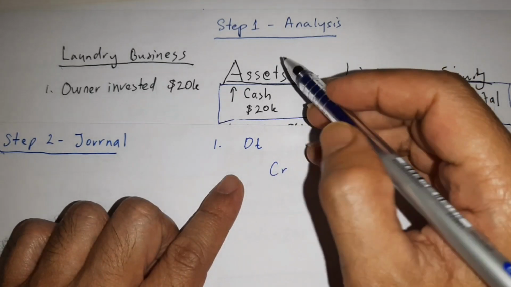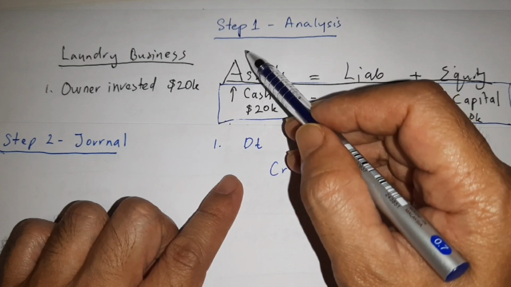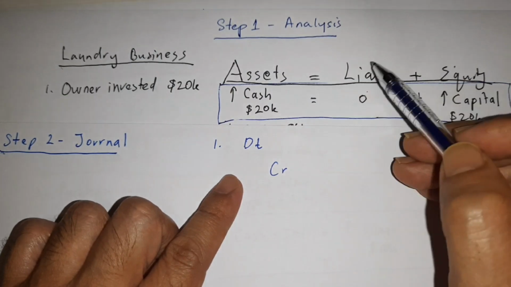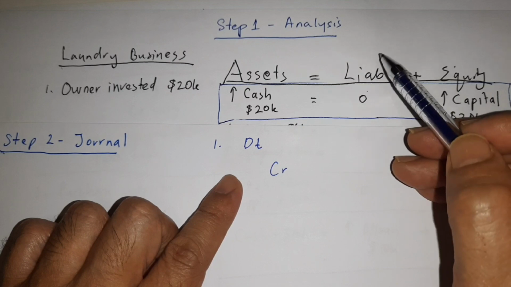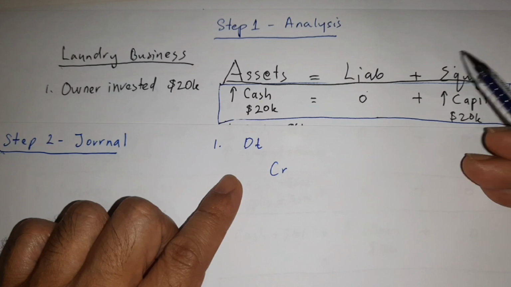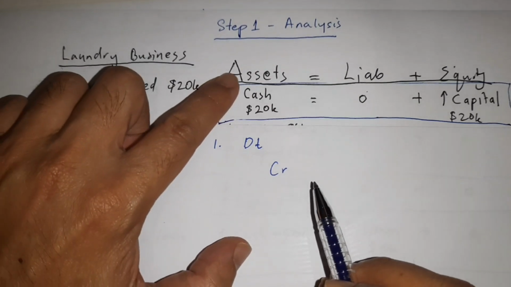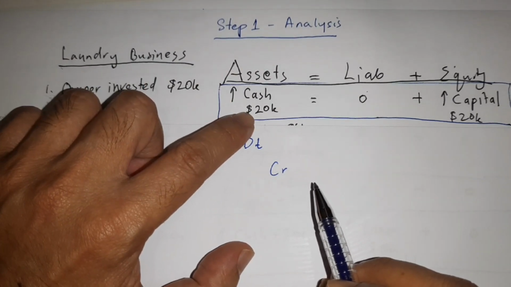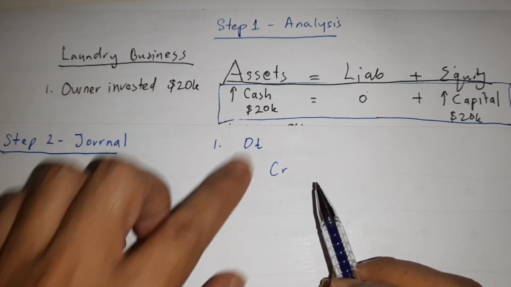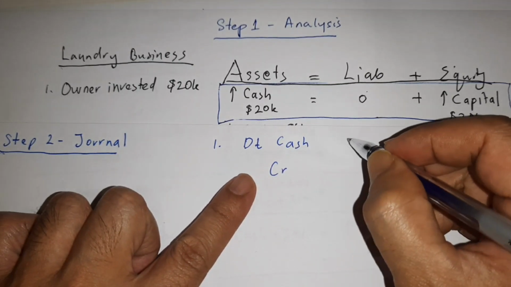I have told you, the rule of debit and credit says when assets increase, you debit. Asset decrease, you credit. Liability increase, you credit. Liabilities decrease, you debit. Equity increase, you credit. Equity decrease, you debit. Now asset cash increase 20,000. Remember, asset increases, so you debit. So you debit account cash. The amount is 20,000.